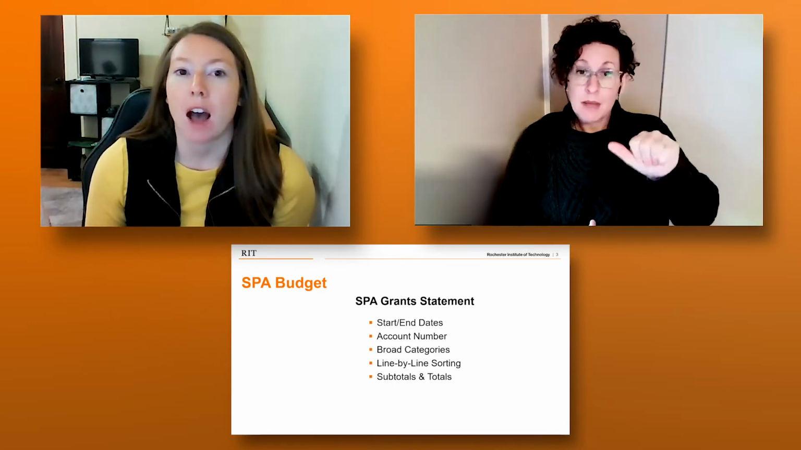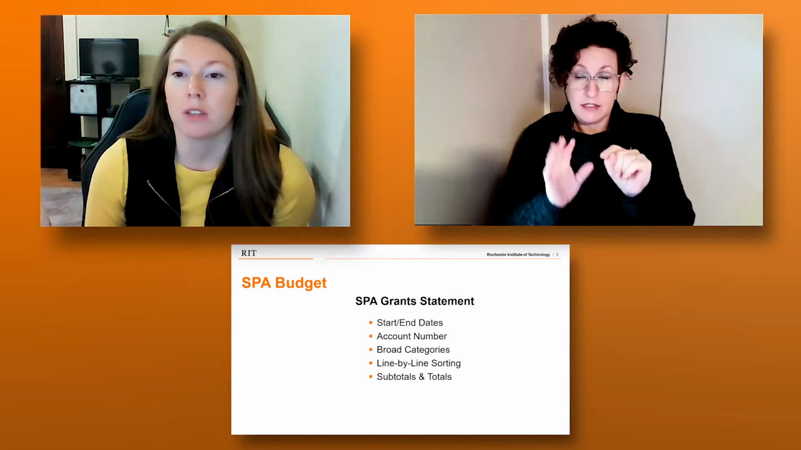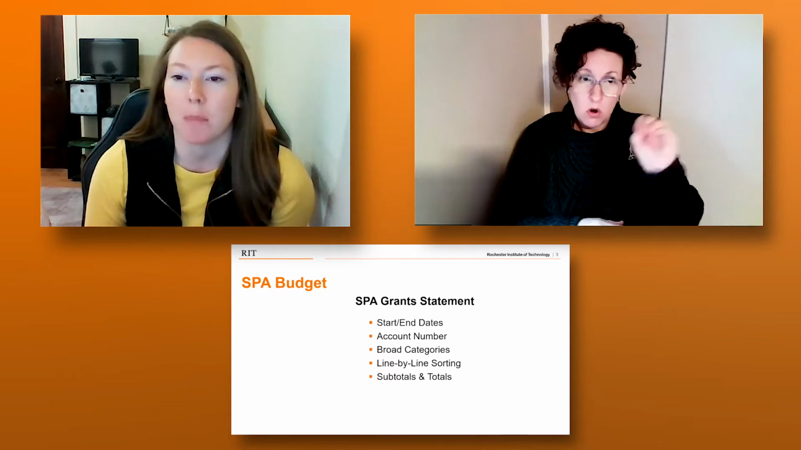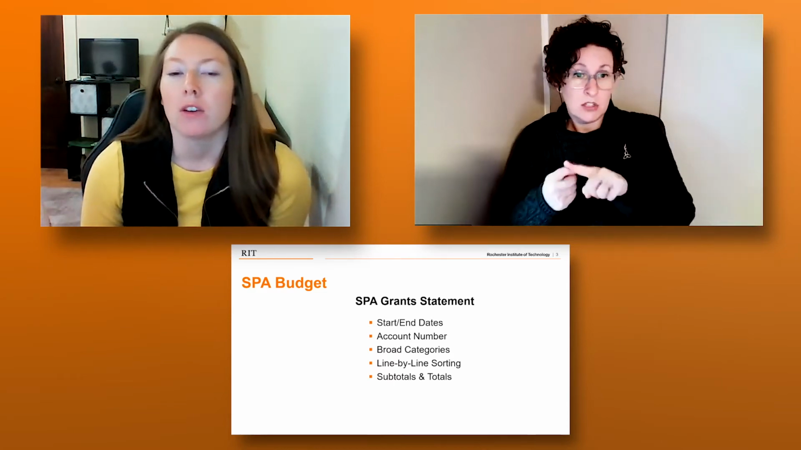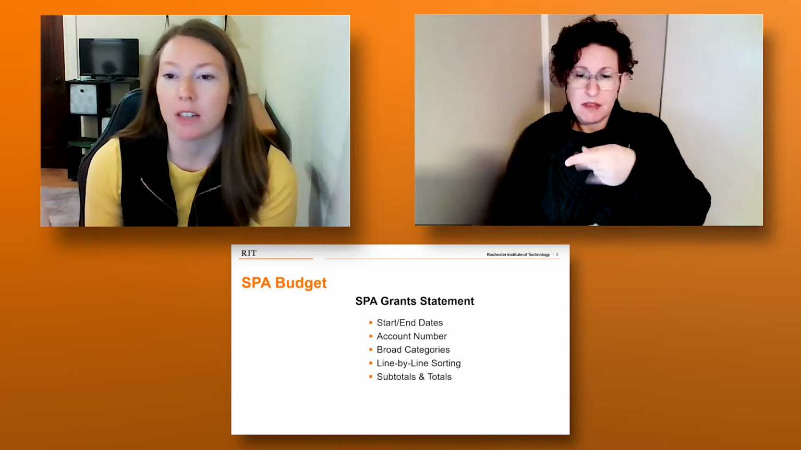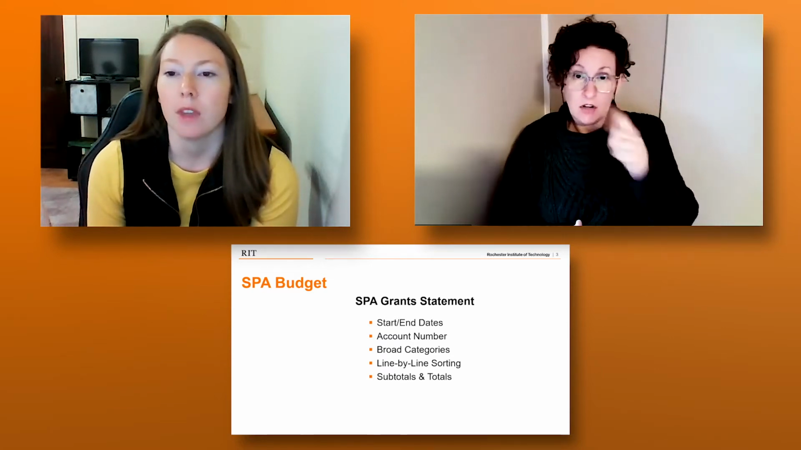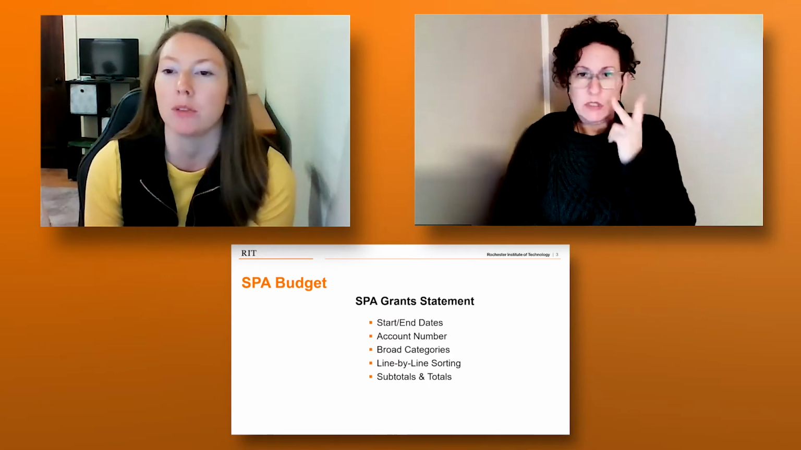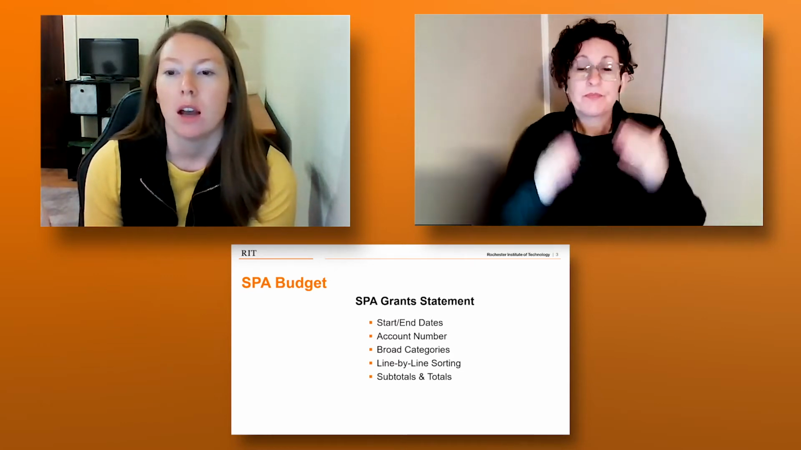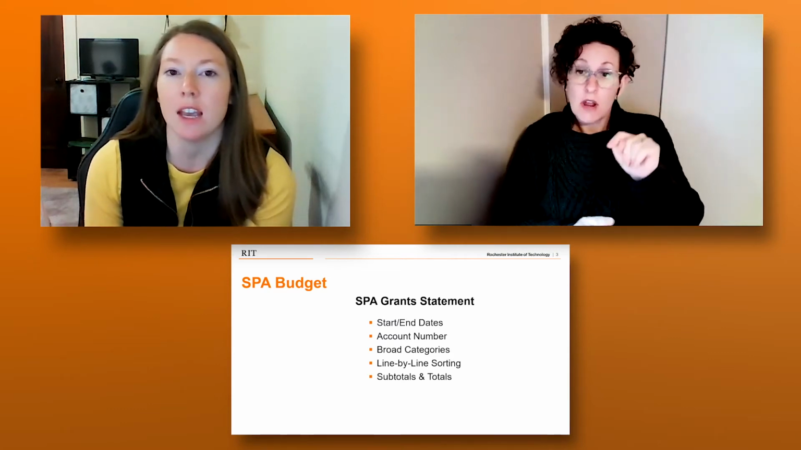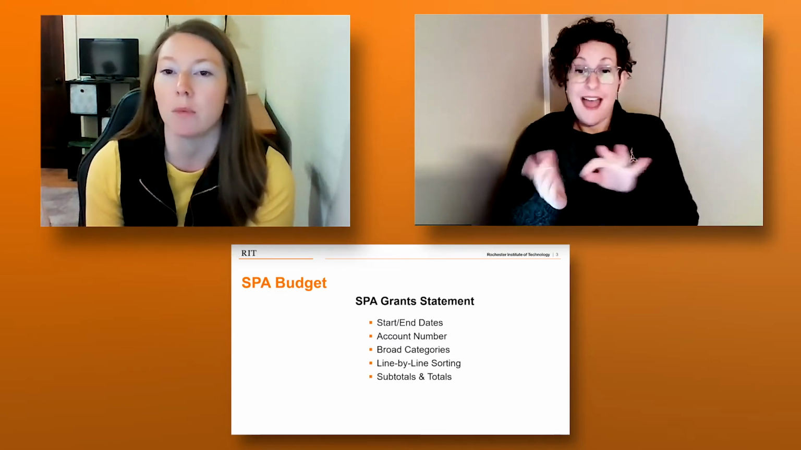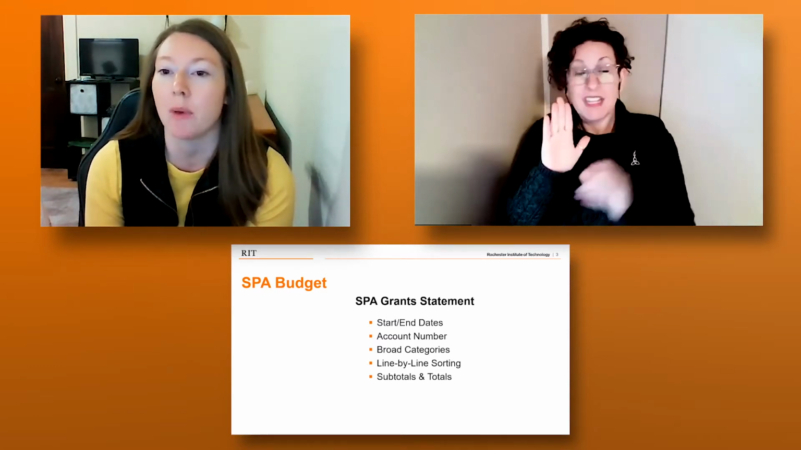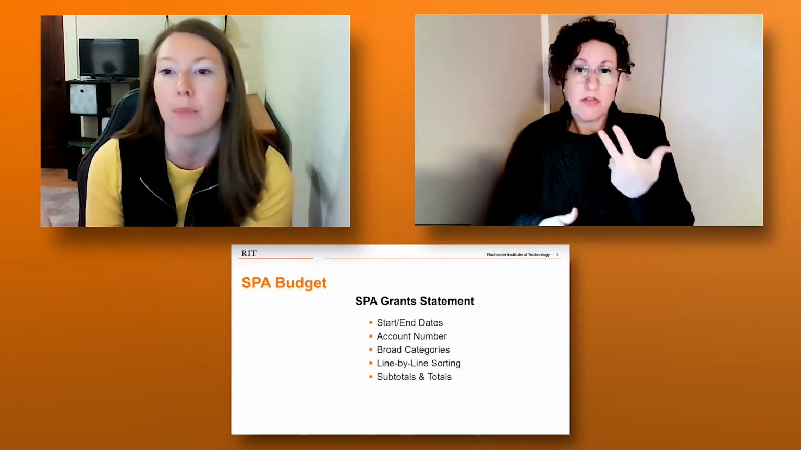So on the SPA grant statement, which is what you would find in Oracle and what your research admins send to you on a monthly basis if you're a PI, you'll find the start and end dates of the project. And if you get an extension, that will be updated in Oracle at the time. So you'll see the updated dates as well. I assign the grant a project number, and that account number will show up on the grant statement for each specific grant that you have. If you have 3 grants, you'll have 3 separate grant statements.